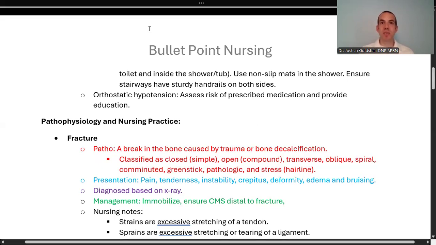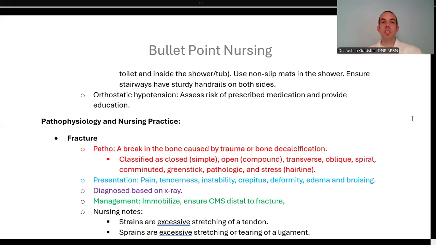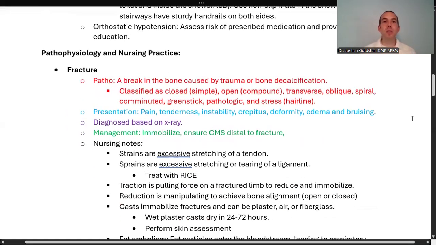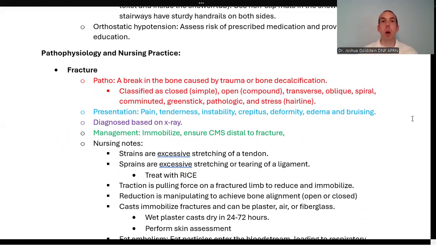Next, we're going to move on to the specific diseases, and we're going to start with fractures. So when we talk about fractures, let's begin with the patho. The patho is that there's a break in the bone caused by trauma or bone decalcification, which would be the osteoporosis. Most of the time, we're talking about trauma. There is also a third thing, even less common, and that's where a tumor has caused, if they have osteomyelitis, if they have bone cancer, that the tumor could also cause the patient to end up with a fracture. But by far, most commonly, especially on the NCLEX, most of the questions would be trauma related.